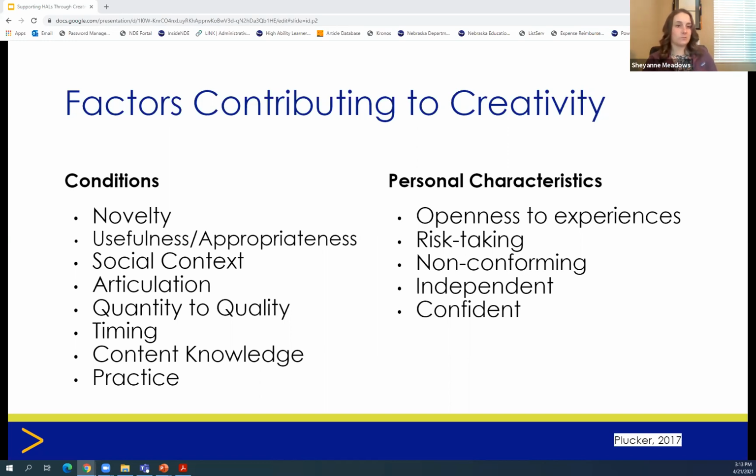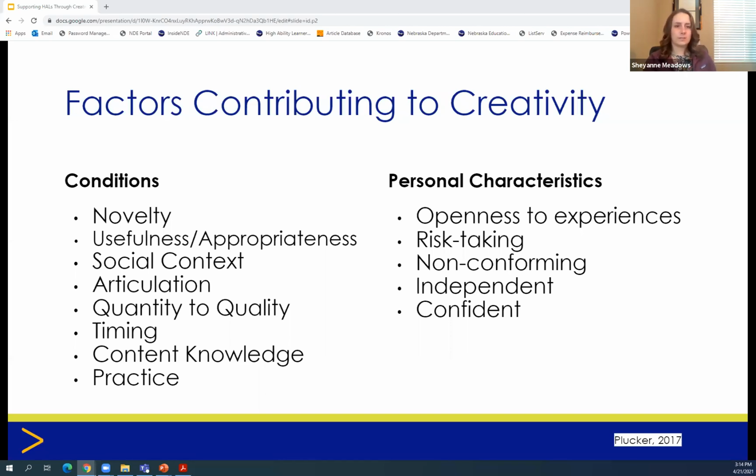Articulation of products is really huge. We want to make sure that we are teaching students to prefer quality over quantity. So they may come up with a million ideas, but maybe only one of them is really great, and that's what we need to focus on. Timing is really big. As we know, in everything, it's all about timing. Having that background content knowledge is important. And most importantly of all, just having a time to practice, to make those mistakes, to get things wrong, to do it over and over again and go back and tweak those hypotheses until they're correct.